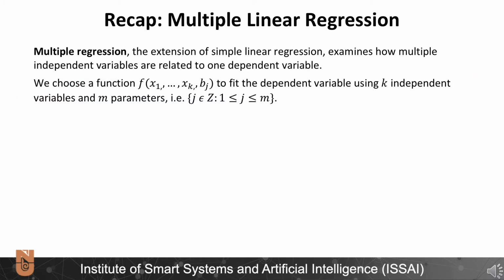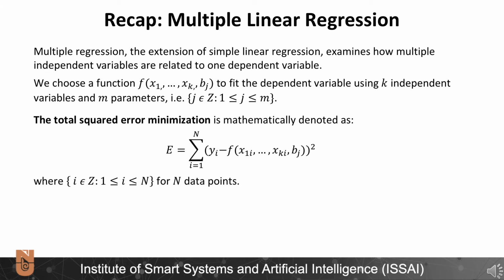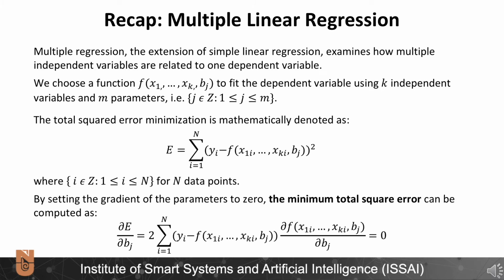The extension of simple linear regression is multiple regression. It examines how multiple independent variables are related to one dependent variable. We choose a function to fit a dependent variable using k independent variables and m parameters. The total squared error minimization is mathematically denoted as shown on the slide, where i goes from 1 to n data points. By setting the gradient of the parameters to 0, the minimum total square error can be computed as shown at the bottom of the slide.